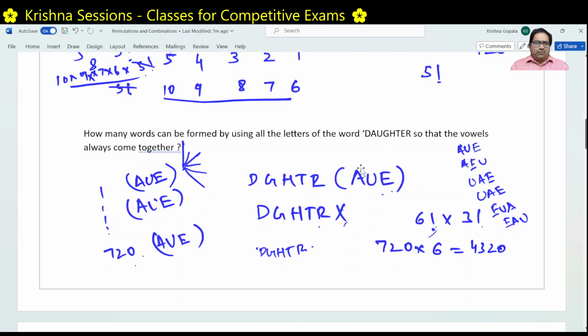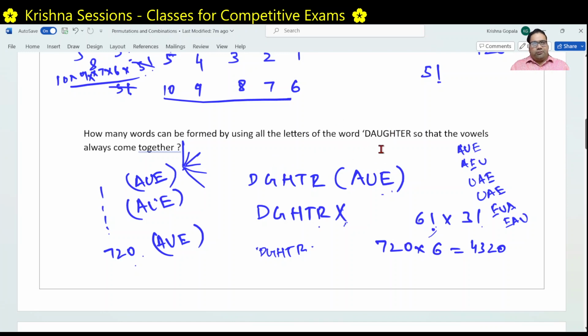The first one can be A, then these two exchange; first can be U, then these two exchange; first can be E, then these two exchange, right? So all the 720 will again have six different permutations. So that's why 720 into 6, right? You have understood this, right?